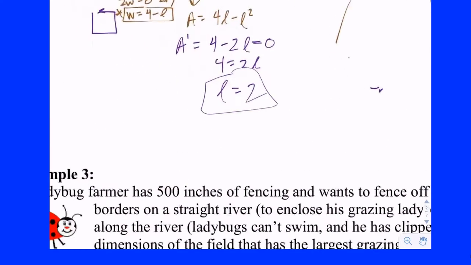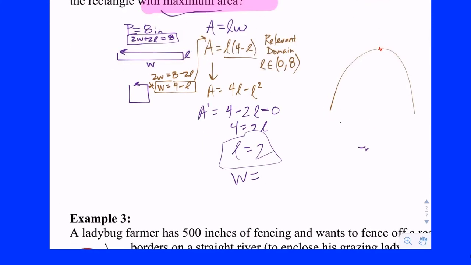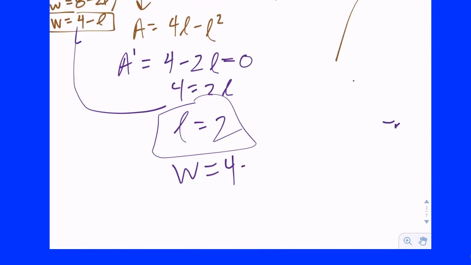Okay, so we found L is 2 and W is what? Well, we plug it back into here and we get 4 minus 2, which is 2. So in this case, since they're the same, does it matter which one we call L or W? No. But if they weren't the same, it would matter which one we call L and W based upon what we define it.